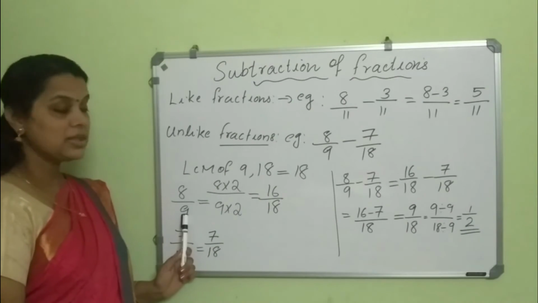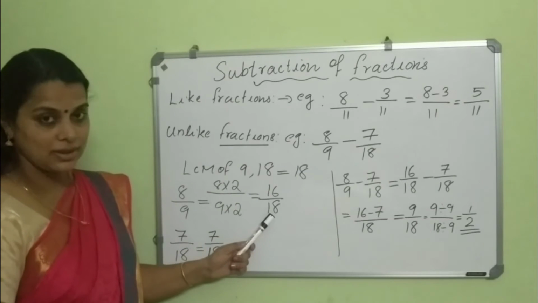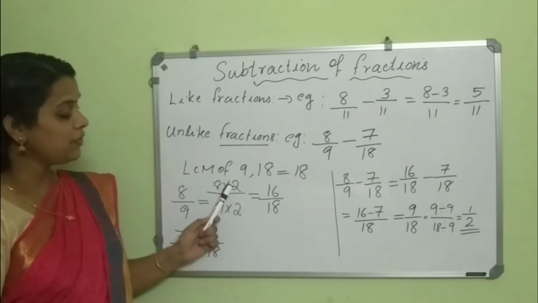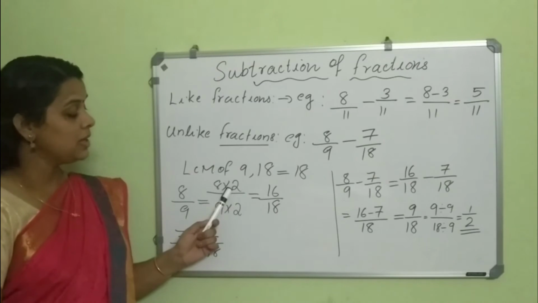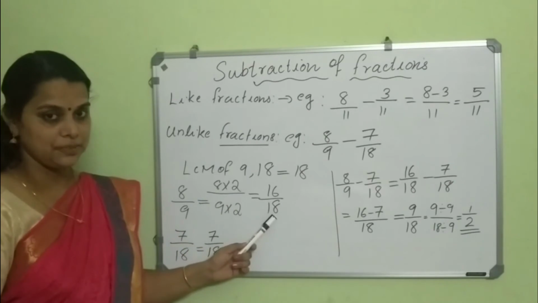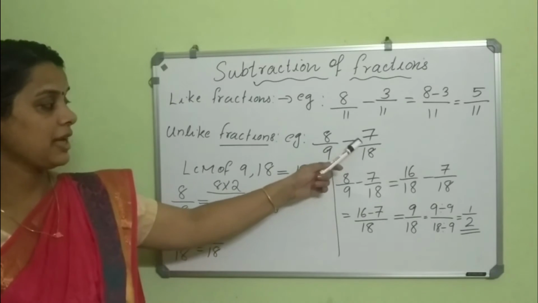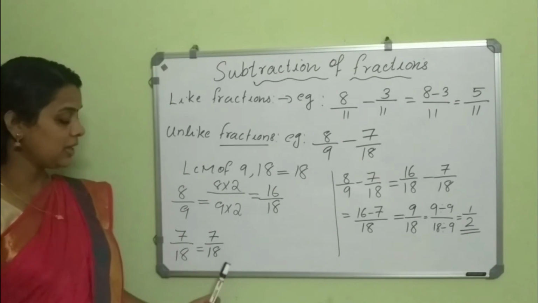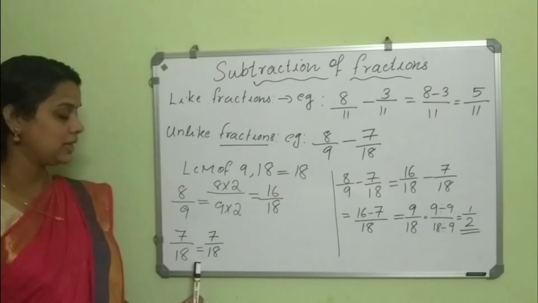We need to change this 9 to 18. How can we change it? 9 into 2 is 18. The same 2 we need to multiply with the numerator. So 8 2s are 16 and 9 2s are 18. Now what is the second fraction? 7 by 18. 18 is the LCM, so no need to change, as it is we can write 7 by 18.